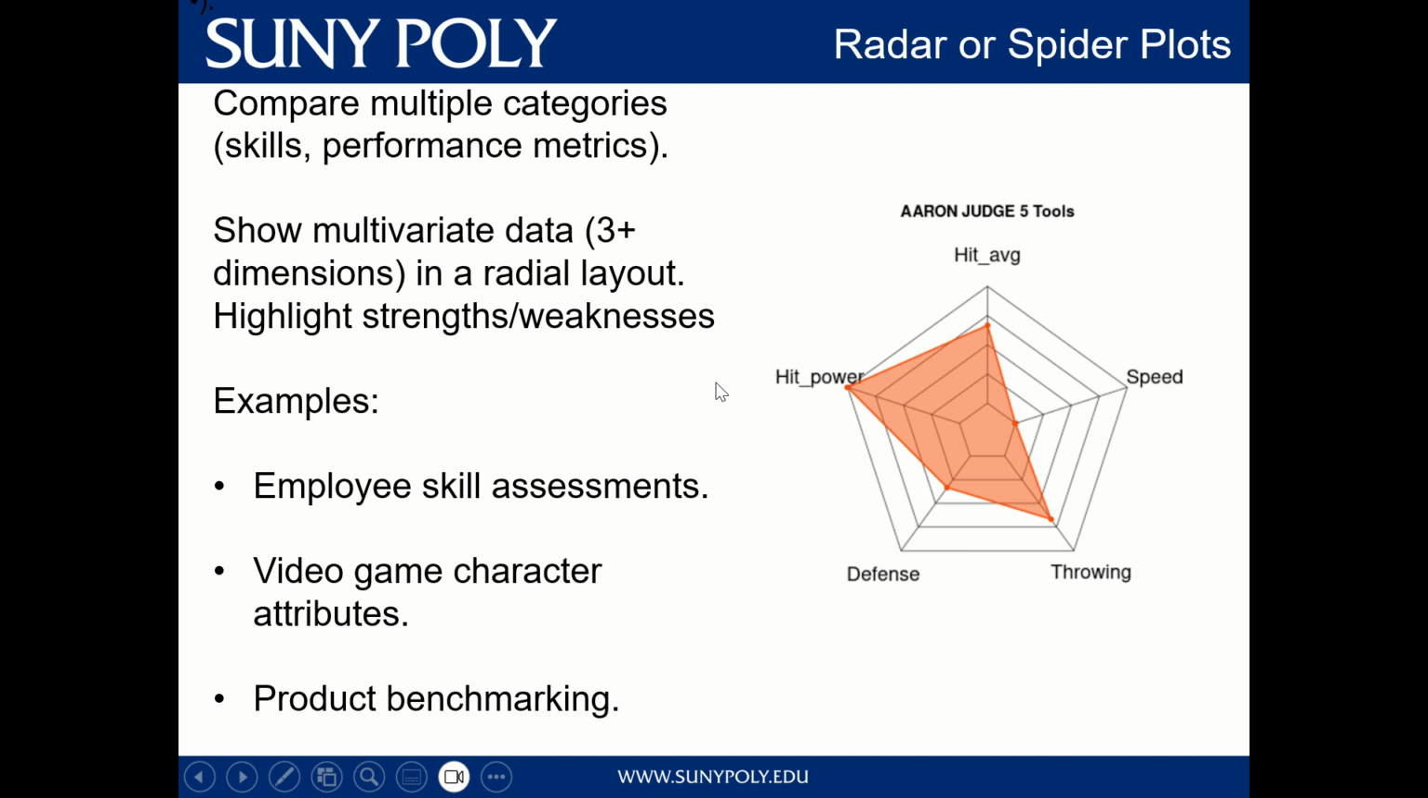This one is very common when you're analyzing multiple dimensions, multiple variables. So typically it's used when you have more than 3, less than 10 or 8. So this is an example in sports. We're analyzing a player in baseball. We're checking 5 dimensions or 5 variables of the performance of this specific player: hit average, speed, throwing, defense, and hit power. So this is very common in some sport games.